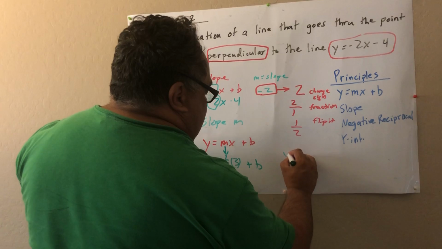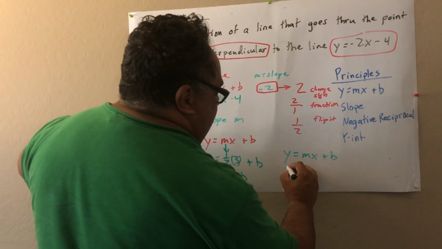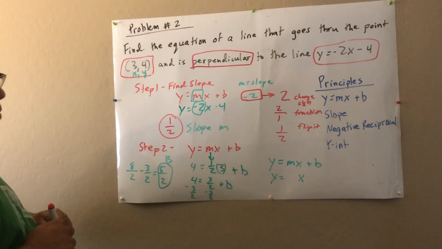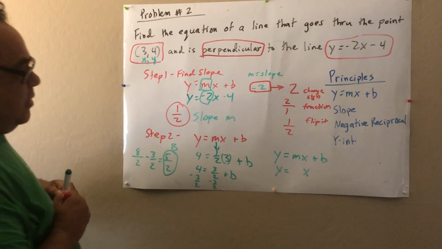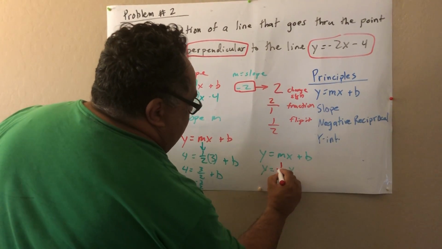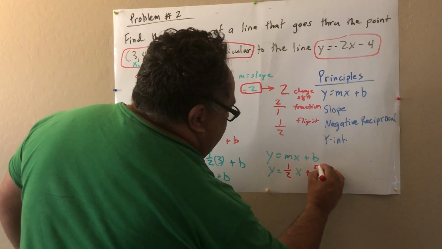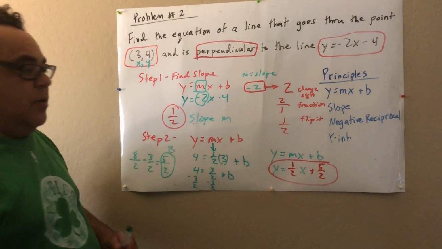Now step 3, the last thing I want to do is write it in slope-intercept form like this. I want to leave x and y untouched, and we just fill in the information that we got in step 1 and step 2. So I'm going to put 1/2 in for my m, or my slope, and I'm going to put 5/2 in for my b, which we found in step 2, and there's our equation.